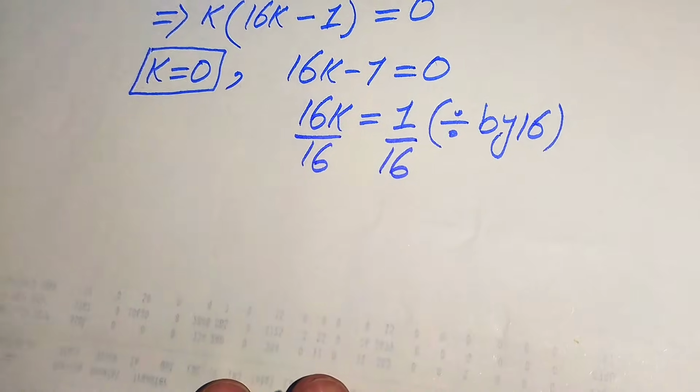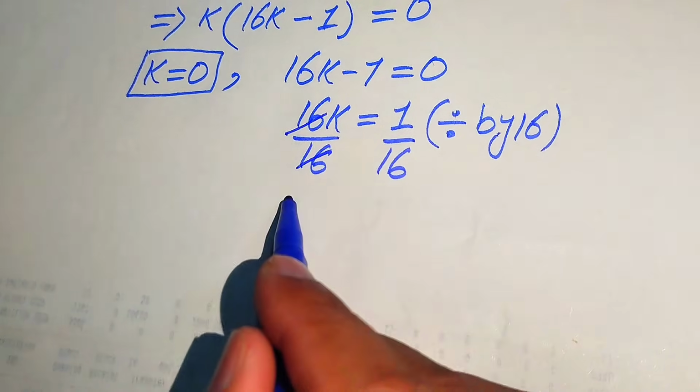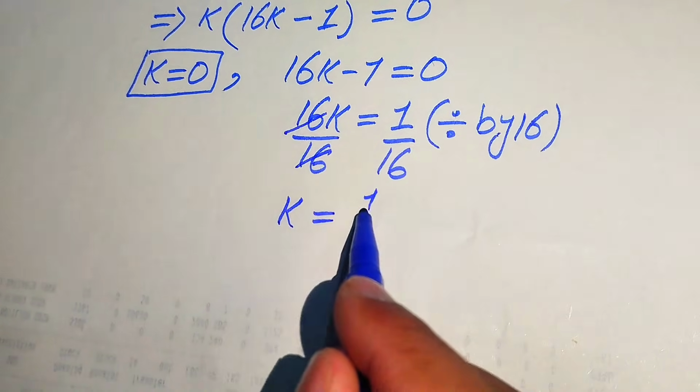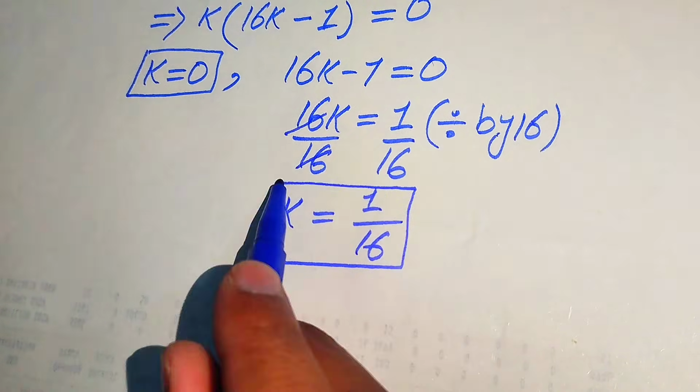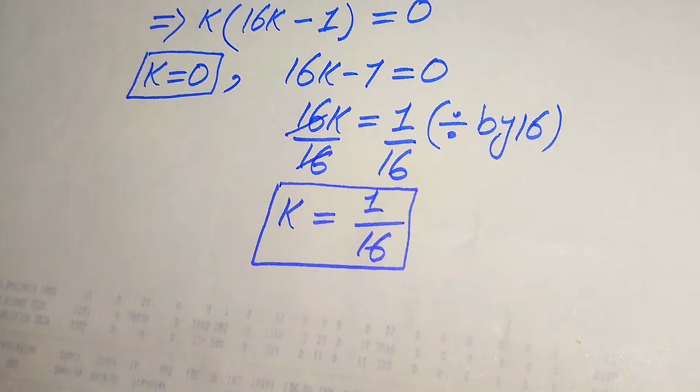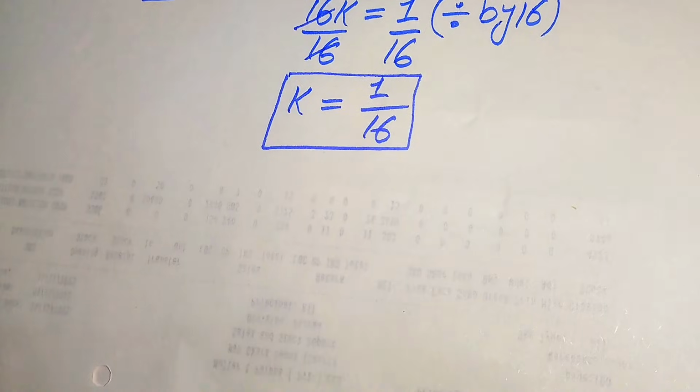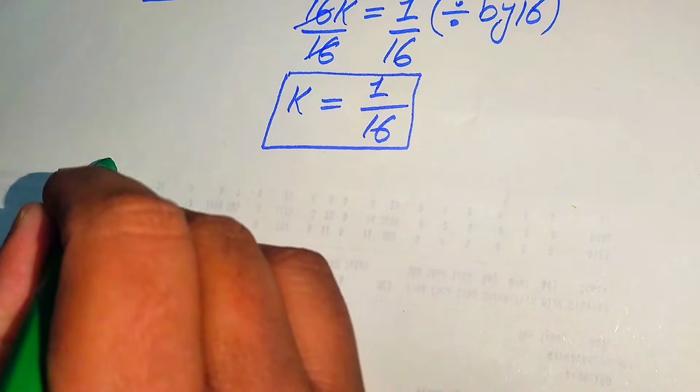Further in the next step, you see this 16 and this 16 are gone, and we get k is equal to 1 divided by 16. So this is the value of k which we get in the first method. So these are the two values of k which we get here, but in the next step we need to verify which of these values are solutions and which of these values are extraneous roots.